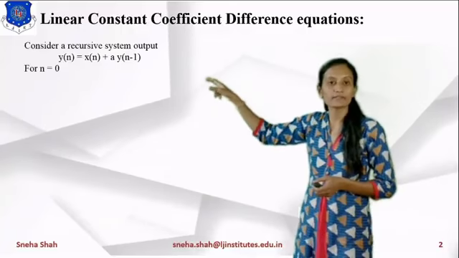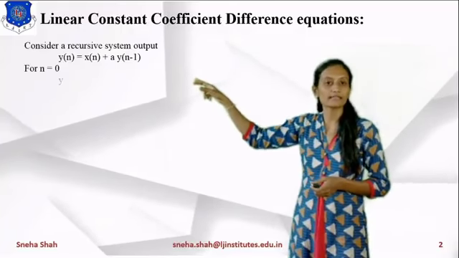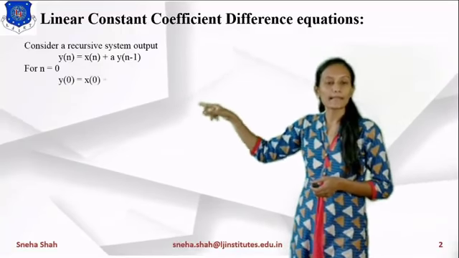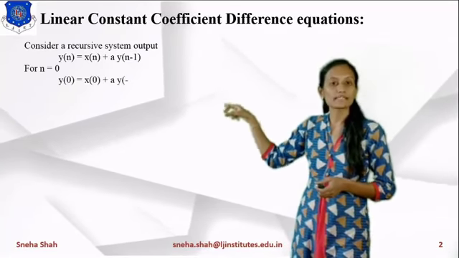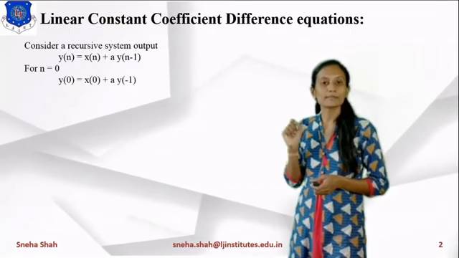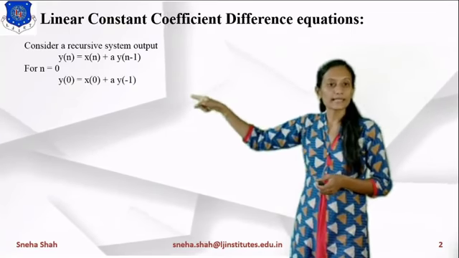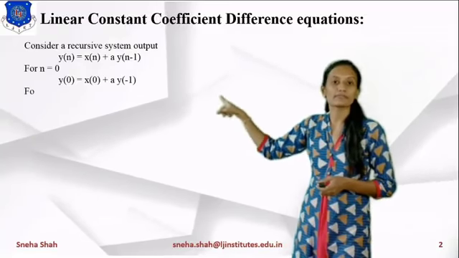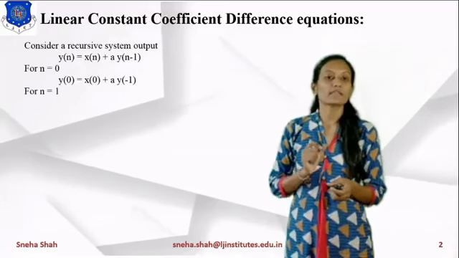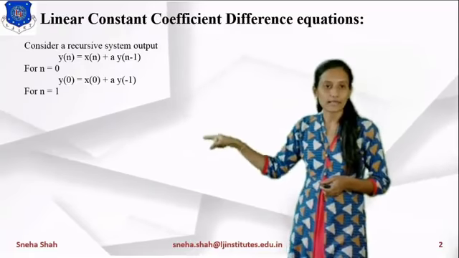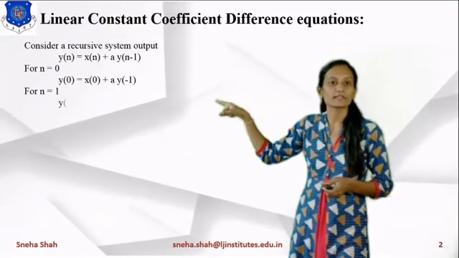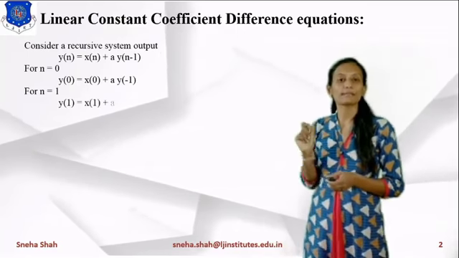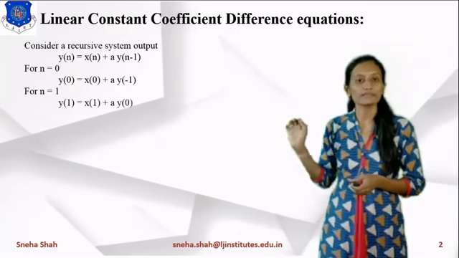If we take n equals 0, then the term will be y of 0 equals x of 0 plus a into y of 0 minus 1, which means y of minus 1. So y of 0 equals x of 0 plus a y of minus 1. In the same way, for n equals 1, the term will be y of 1 equals x of 1 plus a into y of 1 minus 1, which means y of 0.